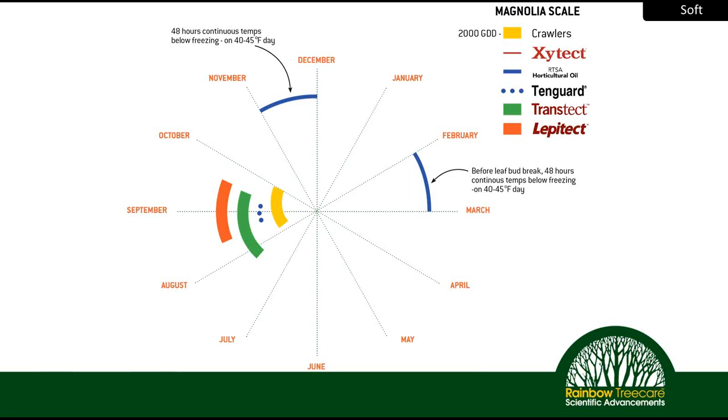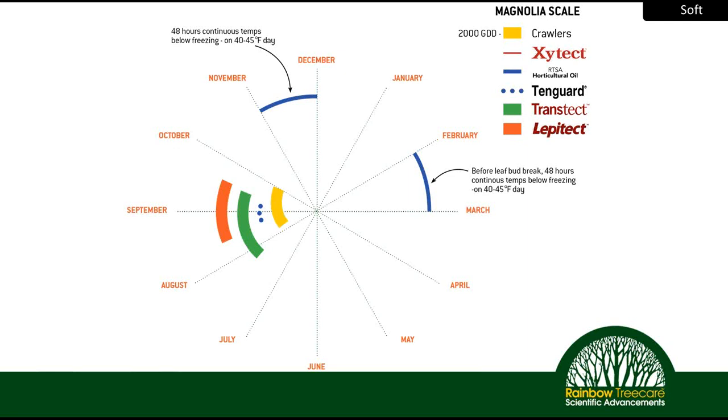With Transtect, which is our dinotefuran product, we want to take a look to either inject or soil apply this product about 2 weeks before to about the middle, because it does have a 2 week uptake. You can go as late as about 2 weeks prior to when the crawlers are no longer present, so you do have that flexibility. You do want to be a little bit worried about applying too early here, because when flowers are present, we may have some non-target effects with some of the pollinators, and that's particularly an issue on magnolia trees.